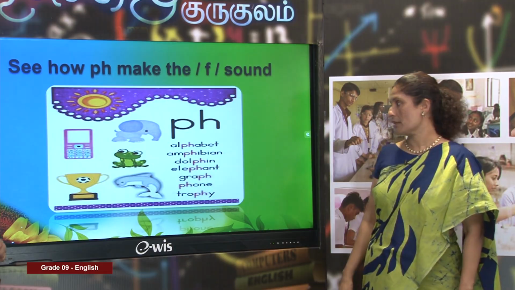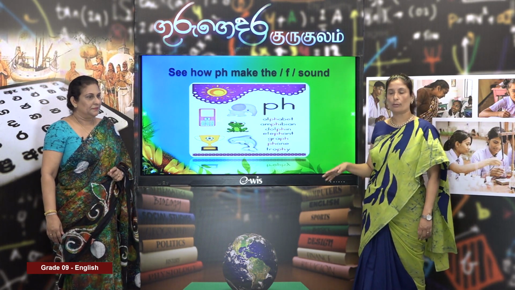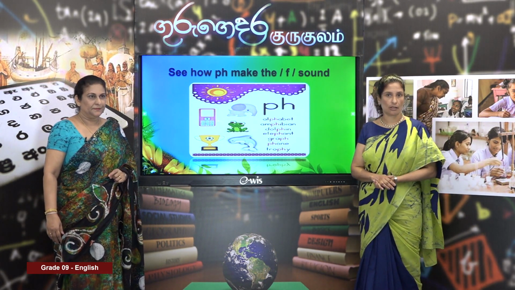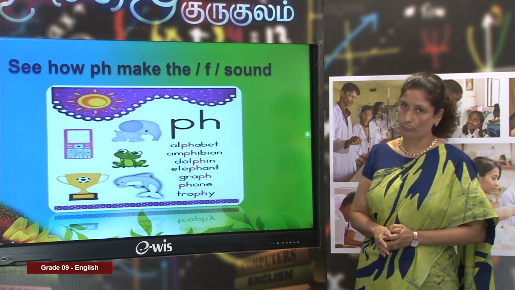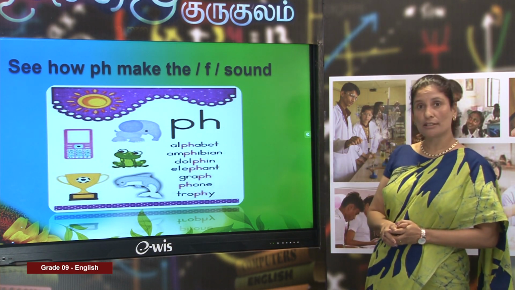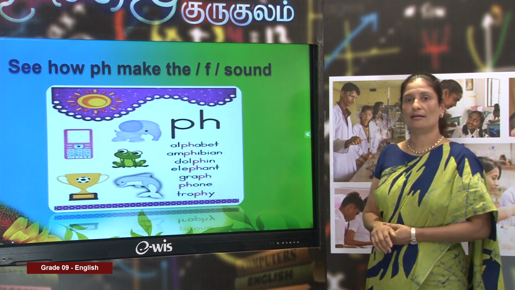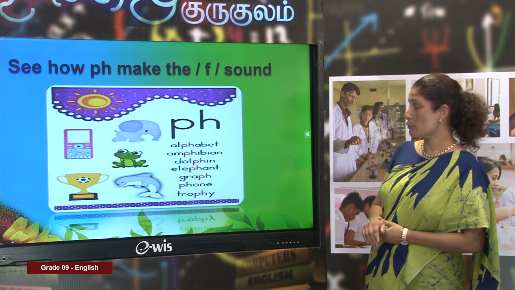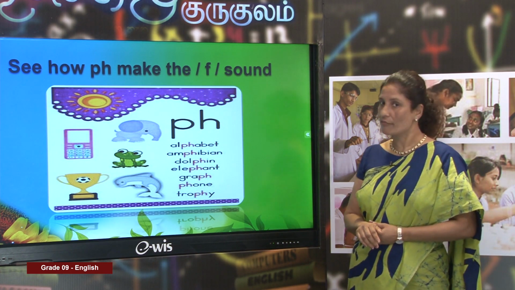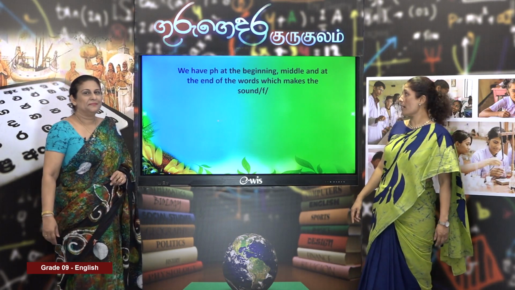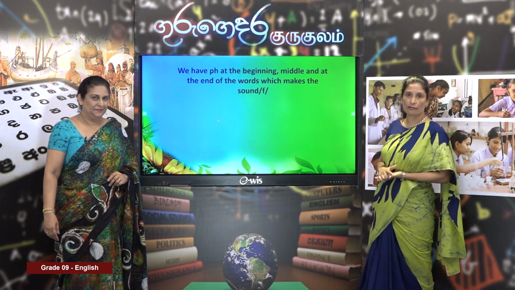There also I have highlighted the letters P and H, which produces the F sound. I think you can understand. These words are all familiar to you, of course, we know that. But you didn't know that it produces the F sound. PH together makes the F sound. You don't see any F here, only the PH makes the F sound. Right, children, we have PH at the beginning of the words and also in the mid position and also at the end of words, right?